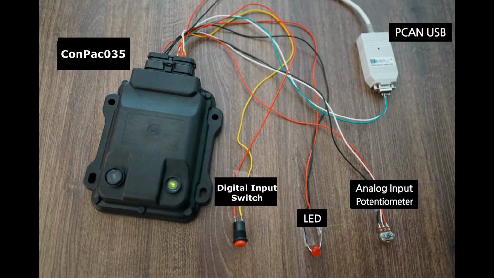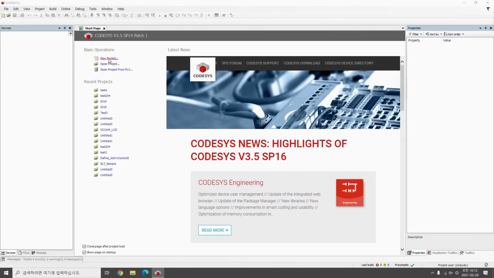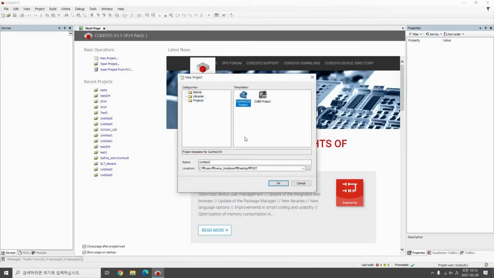Until the last video, we used Cube for practice, but today, we will use the 35-pin controller called Compact 035. So please check its pin map carefully. Run the codices and create a project for Compact 035.